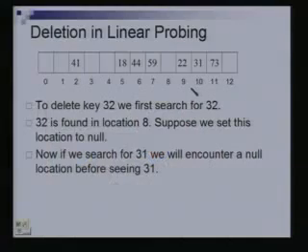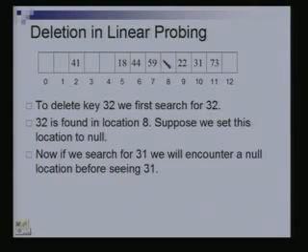Suppose we now search for 31. What's going to happen? 31 mod 13 is 5. So we come here. We didn't find it here. We come here. We didn't find it here. We come here. We didn't find it here. We reach here, and this is an empty location. So we'll say 31 is not there. Well, 31 is there. Why is the problem coming?